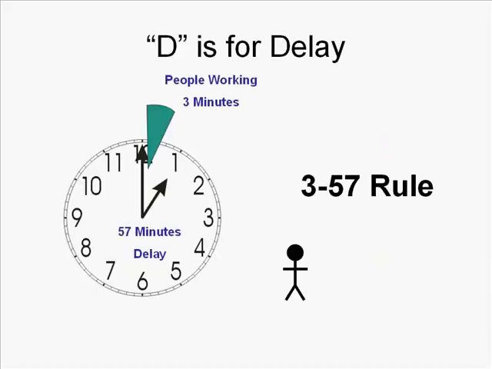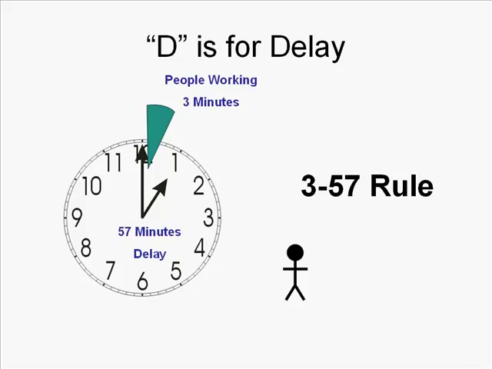The most common speed bump is unnecessary delay. To understand delay, just use what I call the 357 rule. And the 357 rule essentially says that people are only working on your product or service for 3 minutes out of every hour. The other 57 minutes are delay, unnecessary and preventable delay.